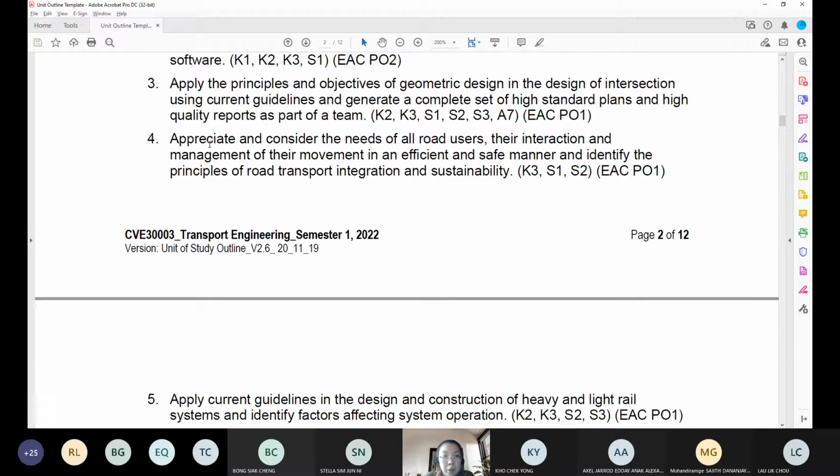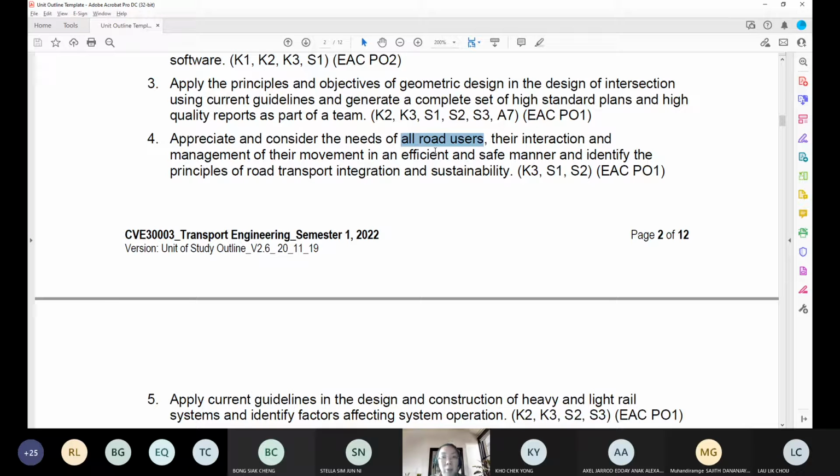Then number 4, appreciate and consider all the needs of all road users. All road users here. So like I said just now, all road users means not just drivers. Very often when we think about traffic, it automatically comes to our mind that it's just cars, drivers. But in actual fact, we have a lot more different types of users. You have pedestrians. At any one point, we are all pedestrians on the road as well.